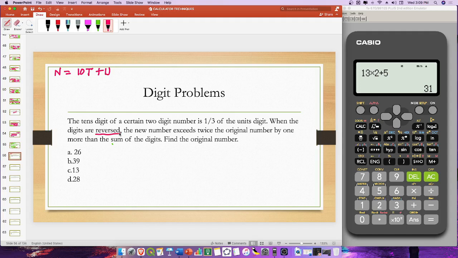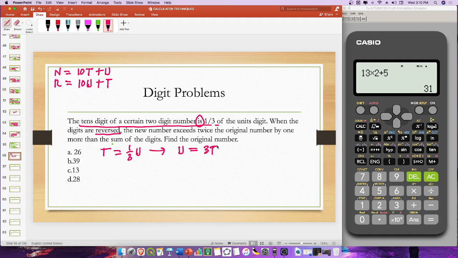So according to the problem, the digits are reversed. So we will write the reverse number as 10u plus t. This is the reverse number. Okay? Alright, so we will start from there. So let's start from this statement. The tens digit of a two-digit number is 1/3 of the unit's digit. So from the mathematical statement, we have the tens digit, that's t, is, take note, 1/3 of the unit's digit. So you can transform that as u equals 3 times t. Okay, u equals 3 times t, right?